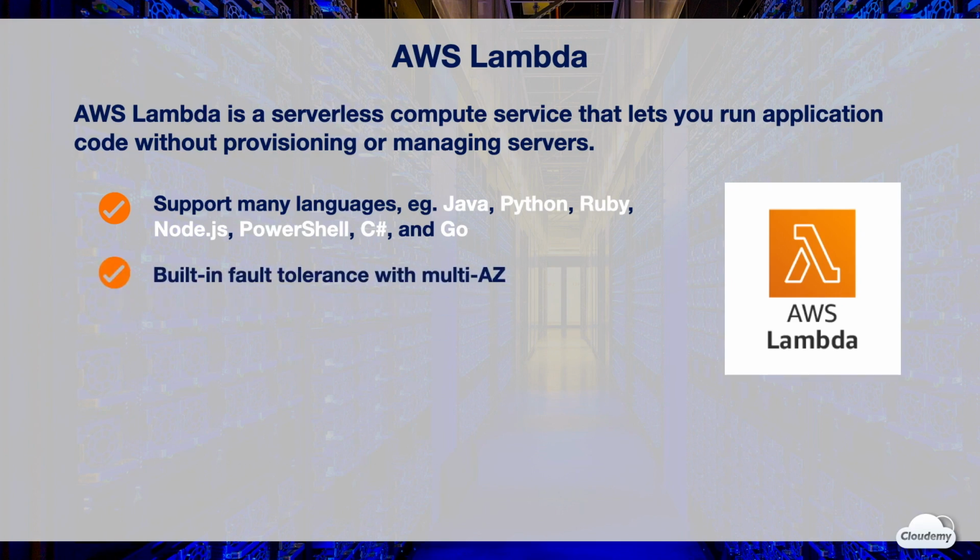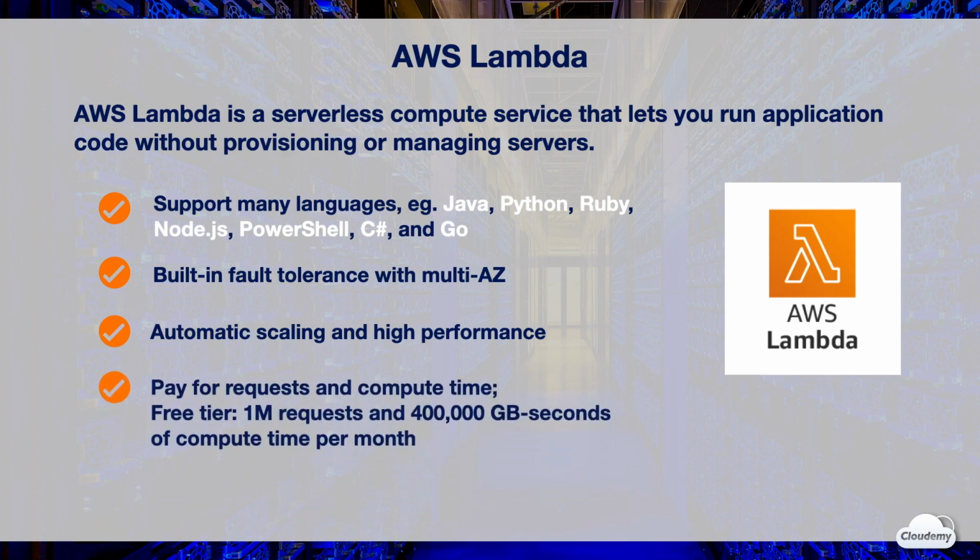Lambda has built-in fault tolerance, as it maintains compute capacity across multiple availability zones in each region. Lambda runs code in parallel, and automatically scales to support incoming requests. There is no limit to the number of requests your code can handle. Lambda runs code on high-performance servers, designed to process events within milliseconds.